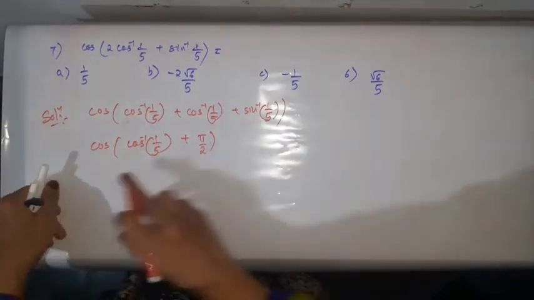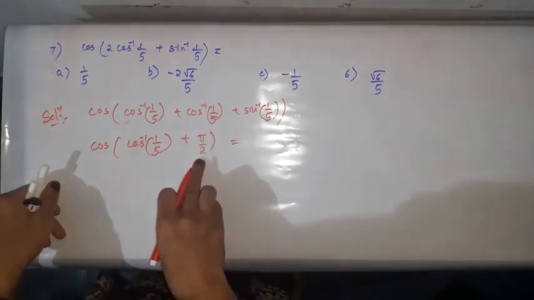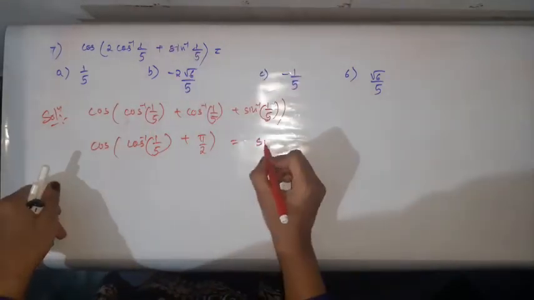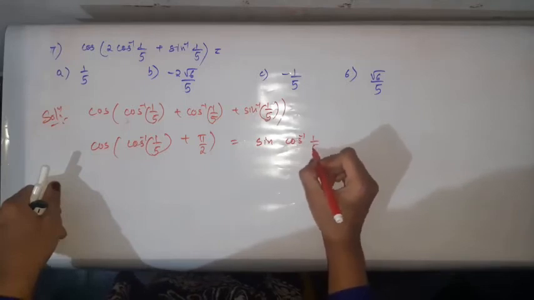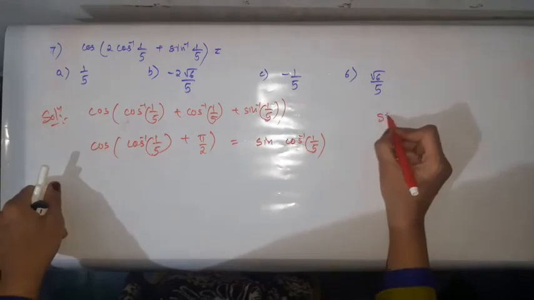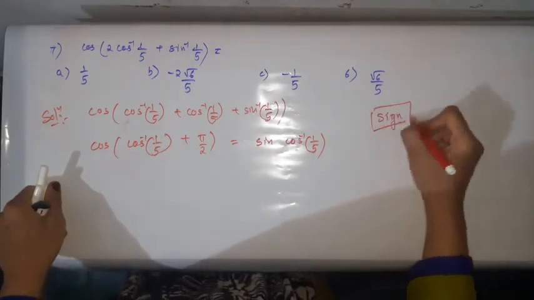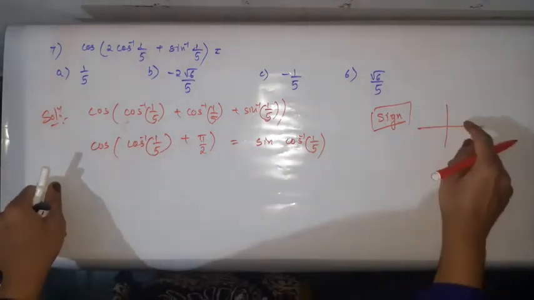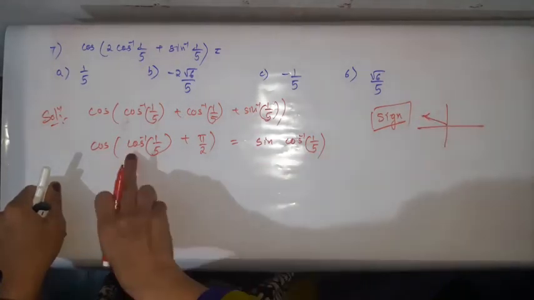Now what is cos of pi by 2 plus some angle? Because it is an odd multiple of pi by 2, the cos flips to sine, and you have cos inverse of 1 by 5 here. Now again, which sign? You need to take care about the sign properly. This angle is pi by 2 plus some angle, so pi by 2 comes in the first quadrant, plus some angle comes in the second quadrant, where you see that cos is negative.